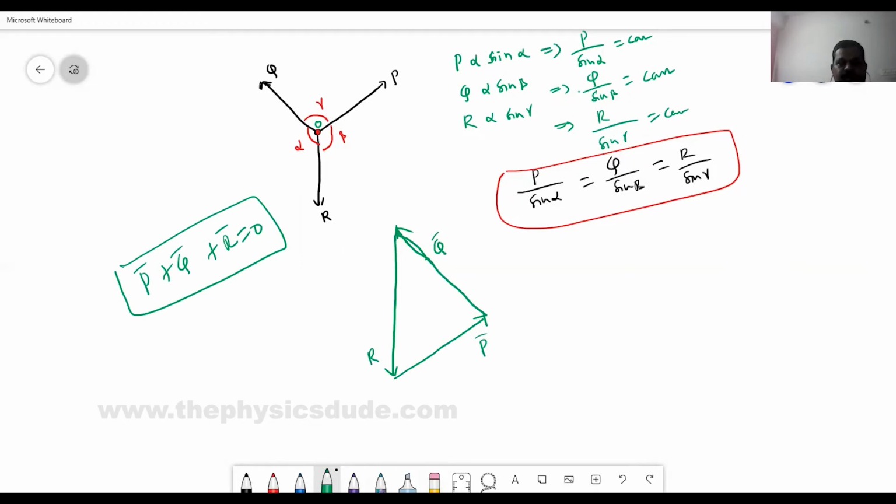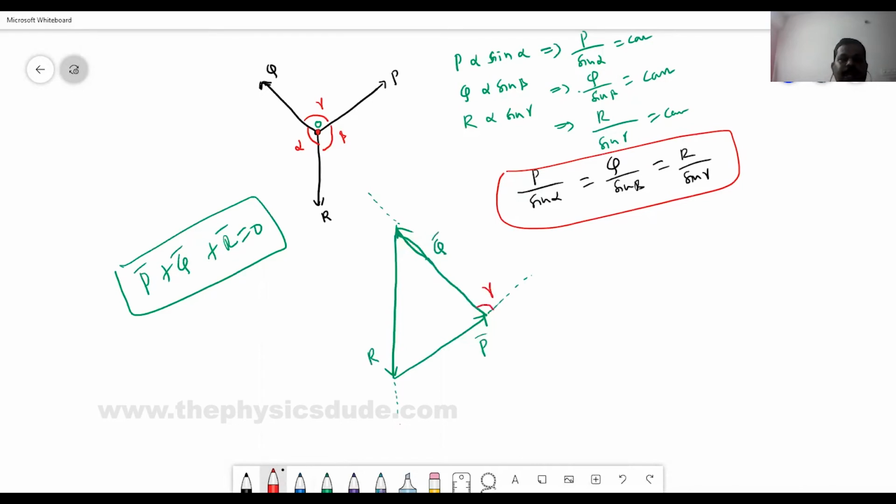Now here we need to find out the angles. So I'll extend P bar, I'll extend Q bar, and I'll extend R bar also downward. If I extend this downward, what happens? Let's see. What is the angle between P bar and Q bar? This angle between P bar and Q bar is gamma.